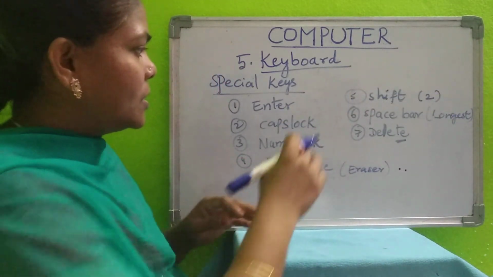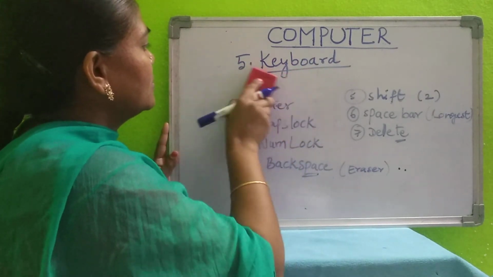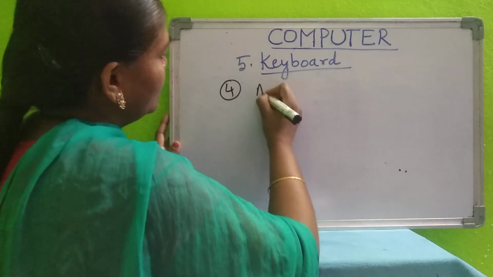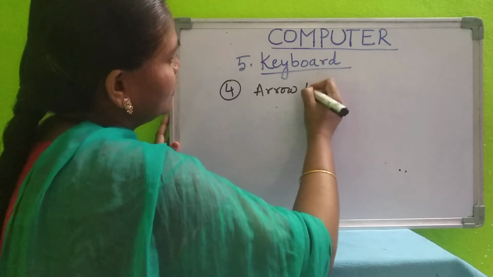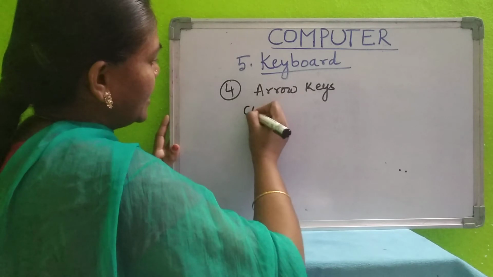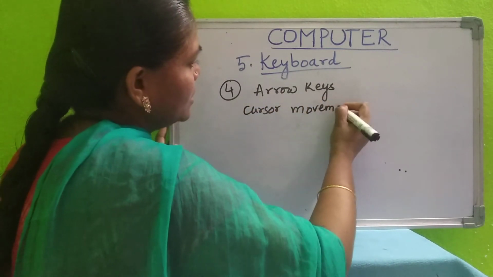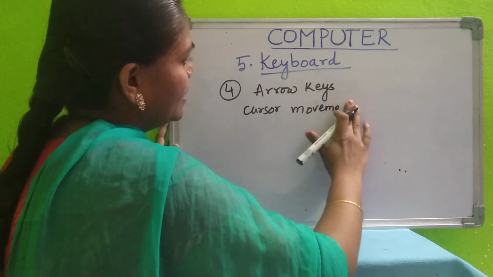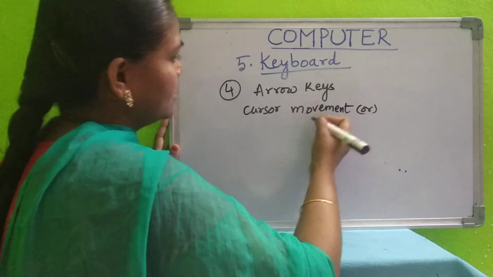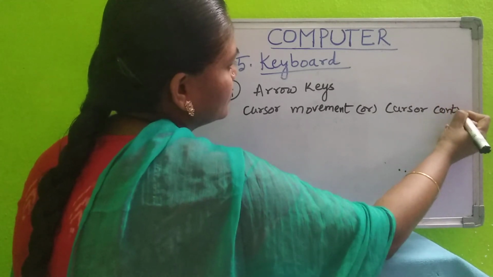So this is about special keys. And one more is arrow keys. The fourth type is arrow keys. These arrow keys we can call cursor movement keys or cursor control keys.